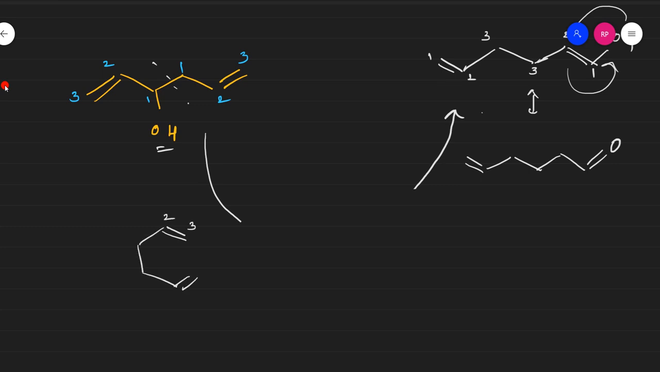This is 3, 2, 1, 3, 2, 1. Where is that OH? It is over here. Now it's very easy to understand the cyclic transition state. Draw the same thing again if you want, and then you can show the dotted line everywhere. Now this also is dotted. If you want, you can.